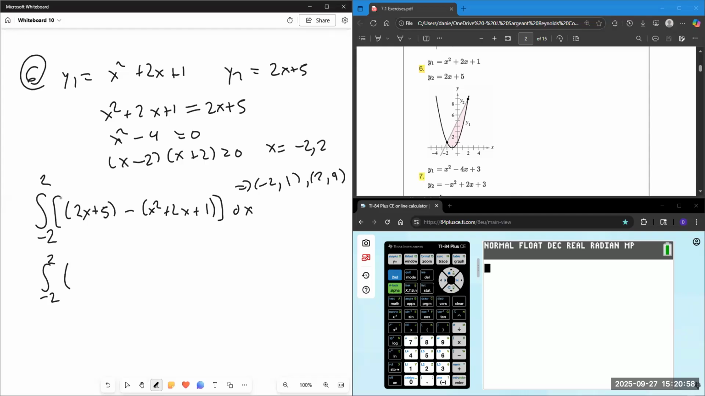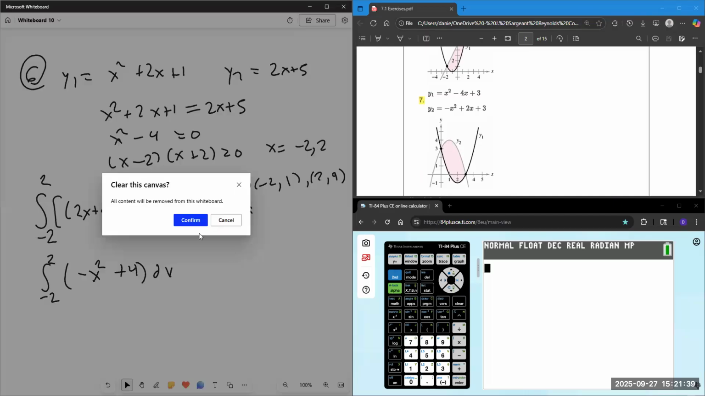Let's go ahead and simplify this integrand a little bit. Negative x squared minus 2x plus 2x is 0. 5 minus 1 is plus 4. Notice that's just the opposite of this subtraction that I did up here. So I'm either going to get the same thing as the subtraction that I did to set it equal to 0, or I'm going to get the exact opposite. Those are my only two possibilities, depending on the order of subtraction. So that's it for the setup for number 6. Let's look at number 7.